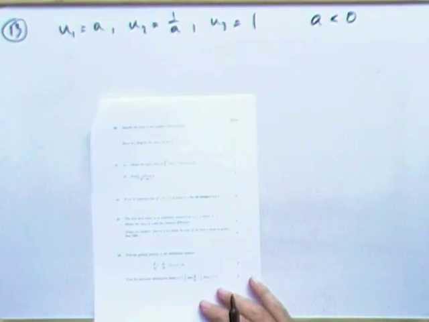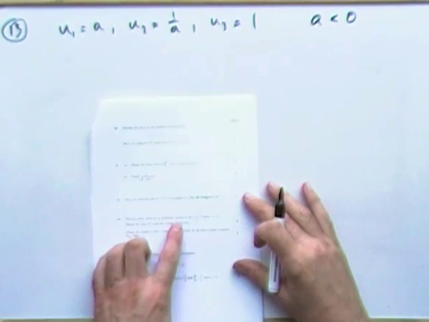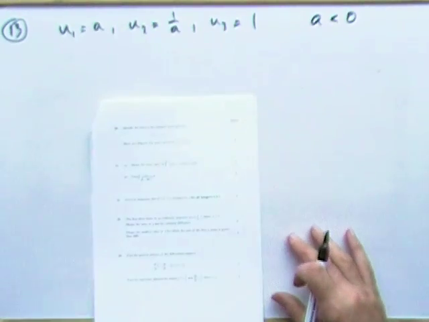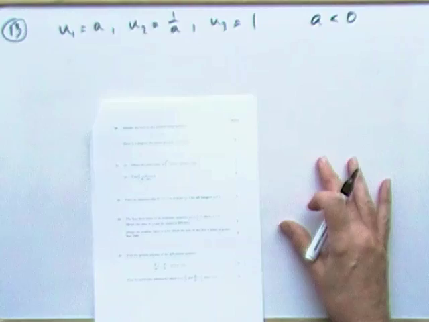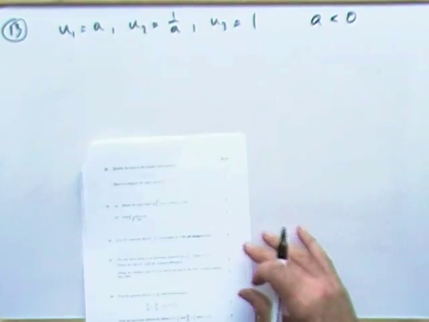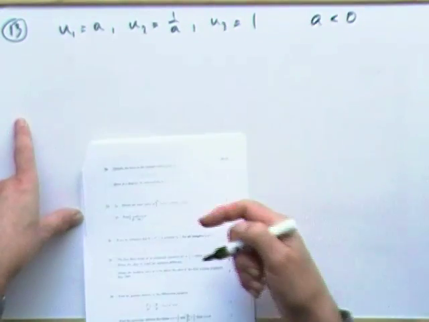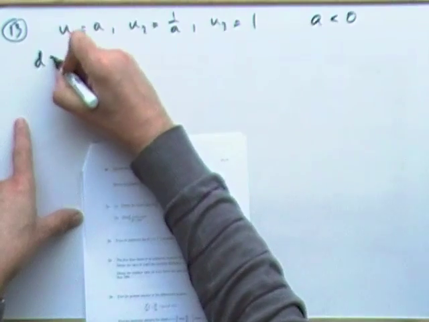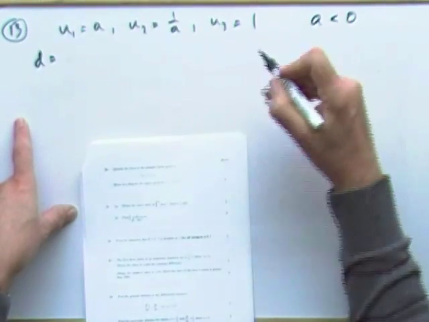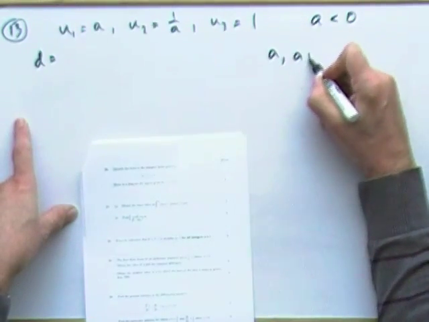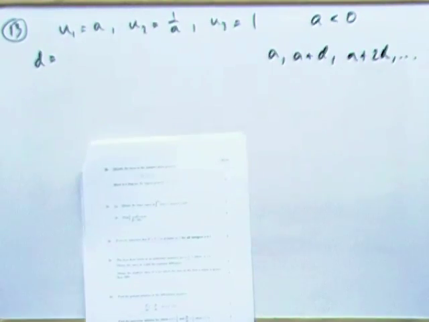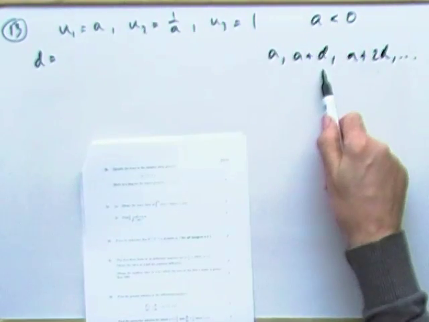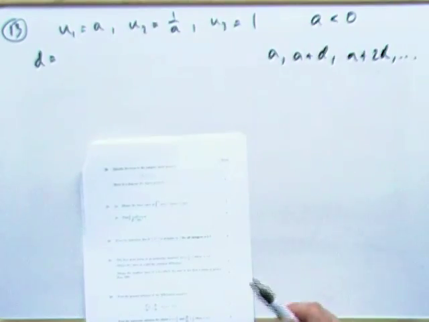Question 13. Arithmetic sequence. The first 3 terms of an arithmetic sequence are these: a, 1 over a, and 1. Obtain the value of a and the common difference. Well, a is just the first term. The common difference, well, in an arithmetic series, you start with a certain value, and then you keep adding the difference, and so on, which means you can get the difference by subtracting any 2 consecutive terms.